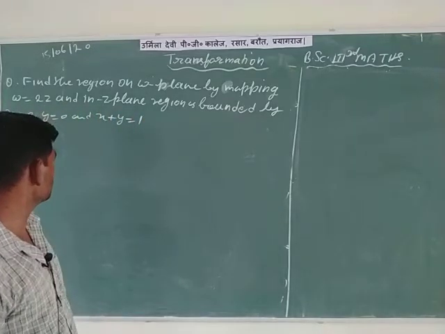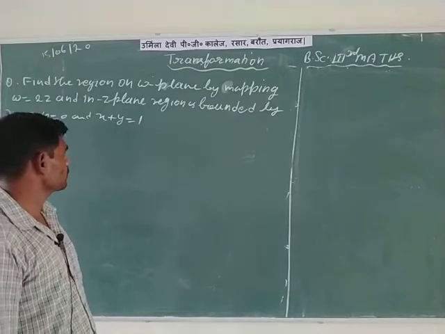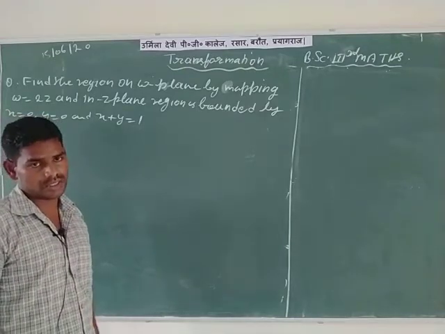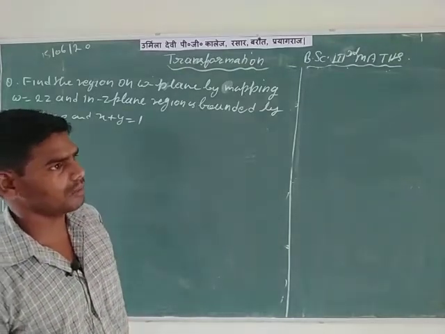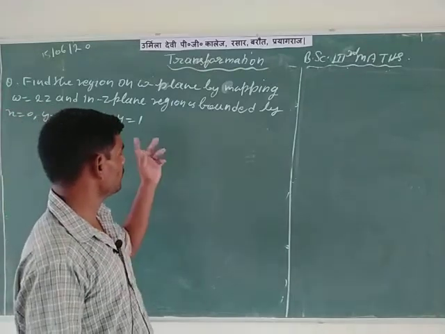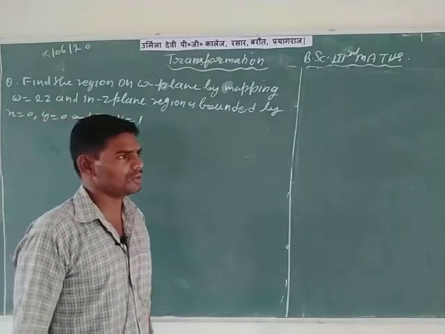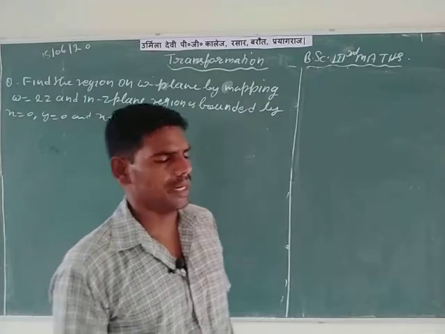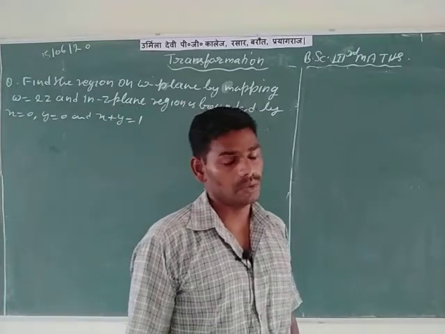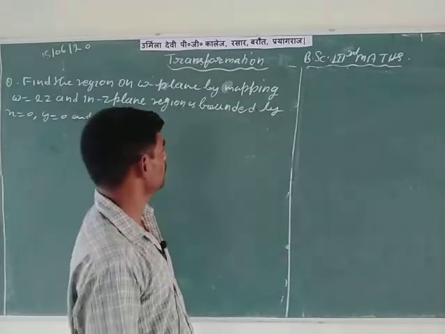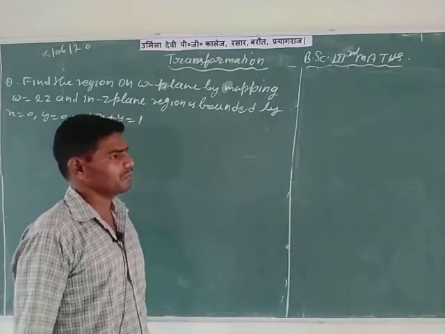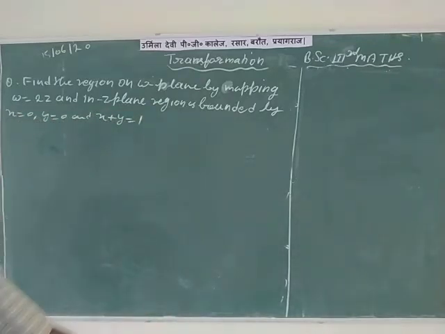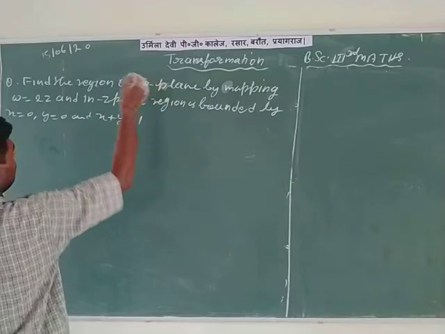In this mapping, the given region is bounded by x is equal to 0, y is equal to 0, and x plus y is equal to 1, a triangular region in the Z plane. With the help of the given transformation W is equal to 2Z, calculate the corresponding points, and after that draw a figure of the region in the W plane.